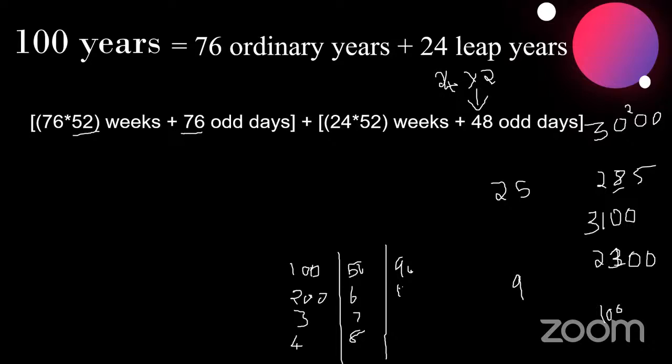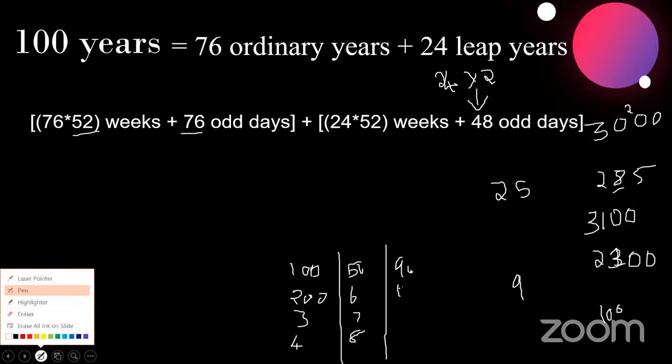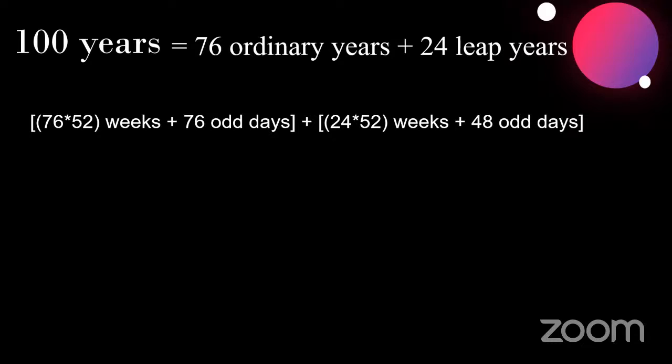Got it? Are you clear with how this line comes? Once again, okay, fine. In an ordinary year, we have 365 days. How many completed weeks are there? We have 52 weeks and 1 odd day.